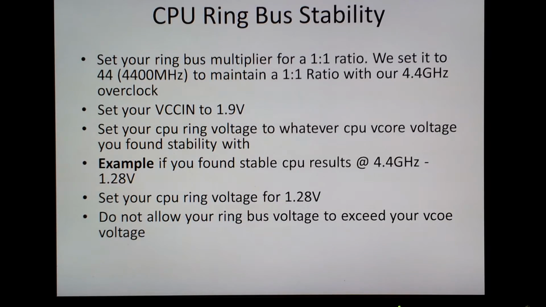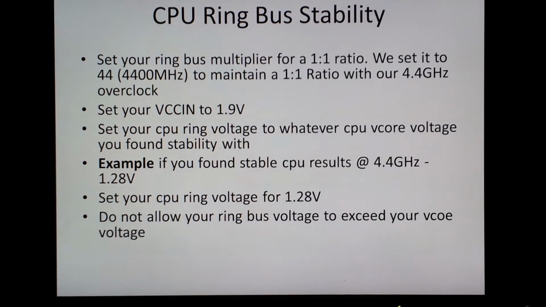So basically what I'm going to have you guys do is we're going to set our CPU ring bus multiplier at a 1-to-1 ratio. I know that I'm stable at 4.4 gigahertz at a voltage of 1.23 volts. Your results may vary. I've seen as high as 1.28 volts for 4.4 gigahertz, but I now know that my CPU is stable for 1.23 volts.